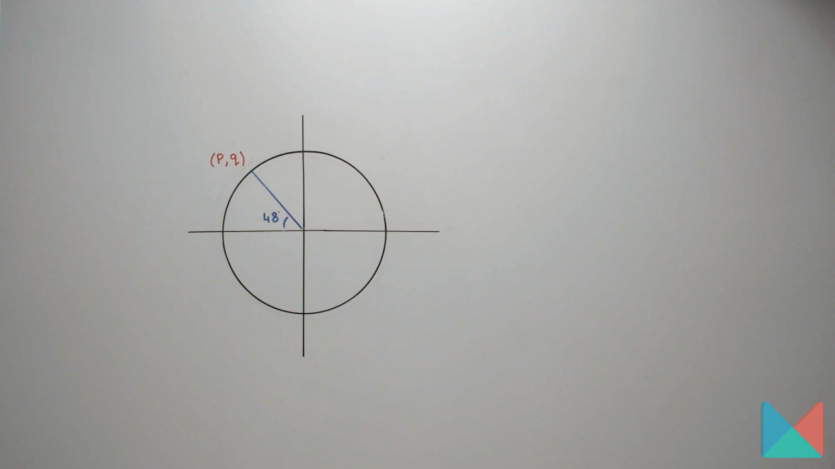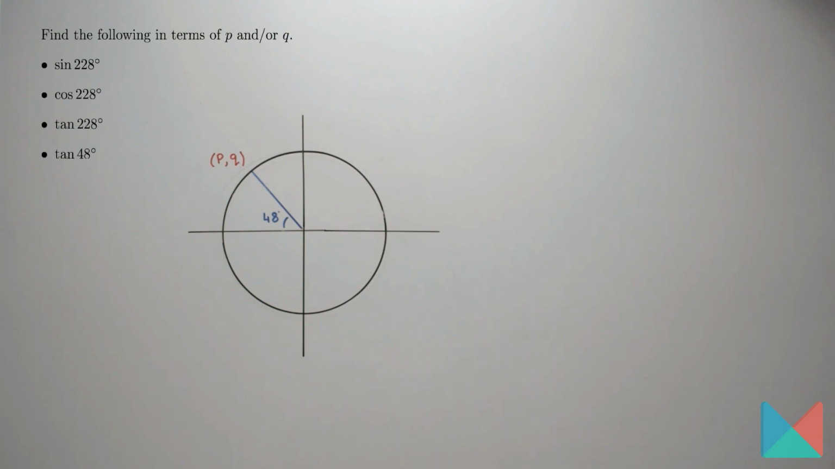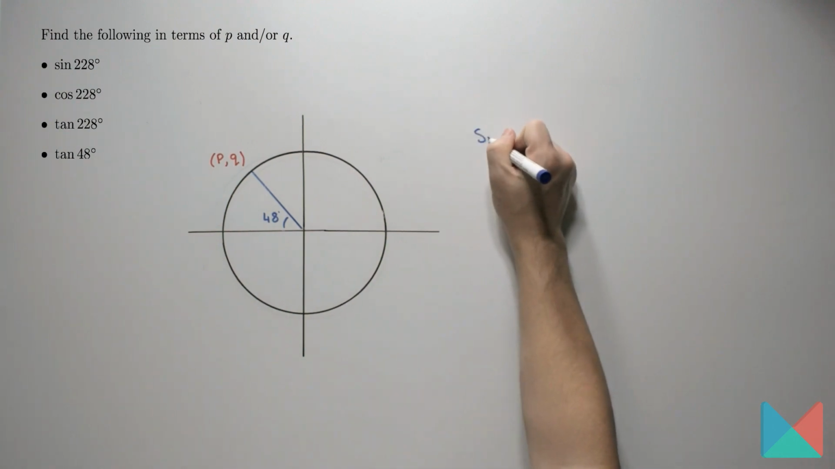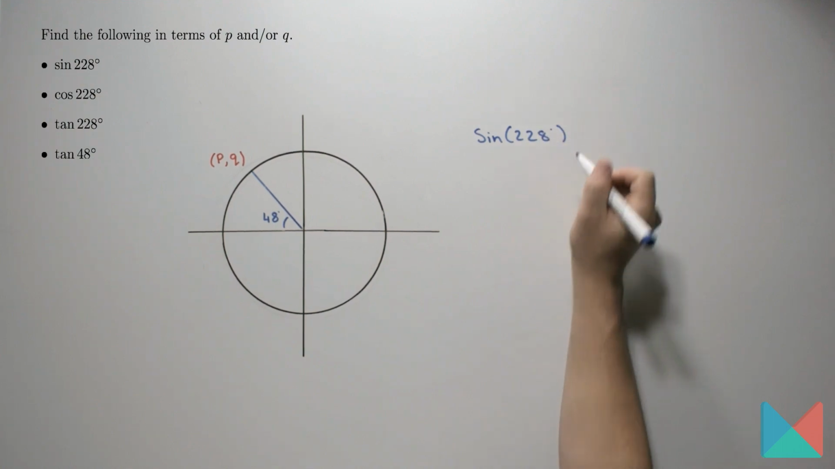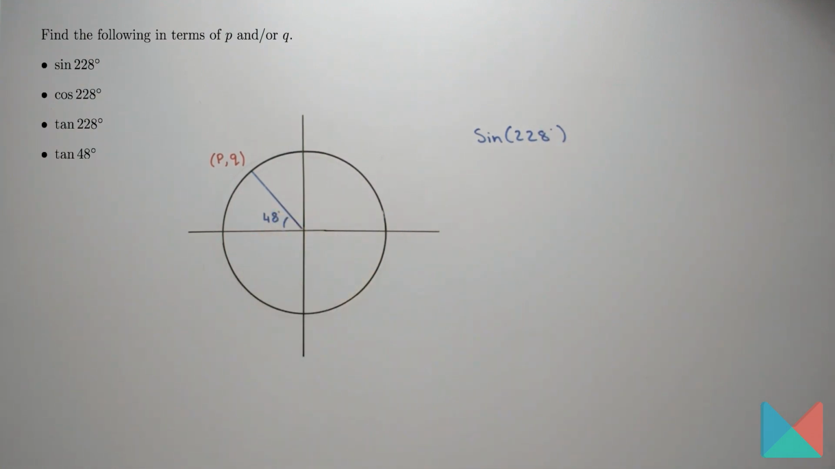In this video, we want to do some review questions to bring together all the concepts that we have learnt so far throughout this playlist. So starting with our first example, we have the unit circle here with the coordinate (P, Q), and we first want to find sine of 228 degrees in terms of P and Q.